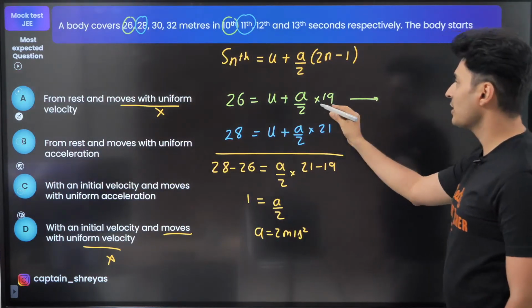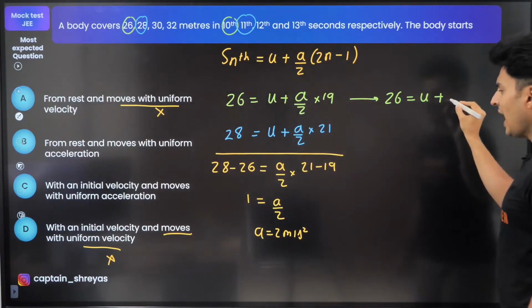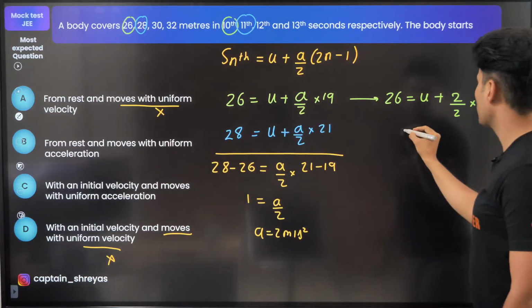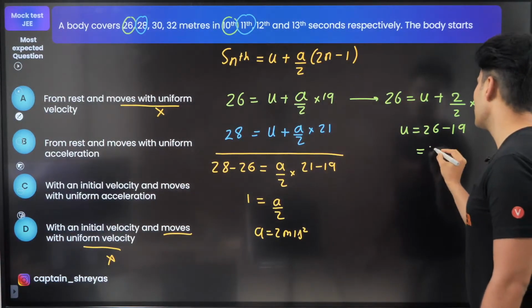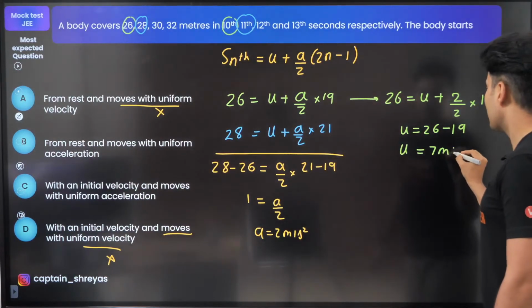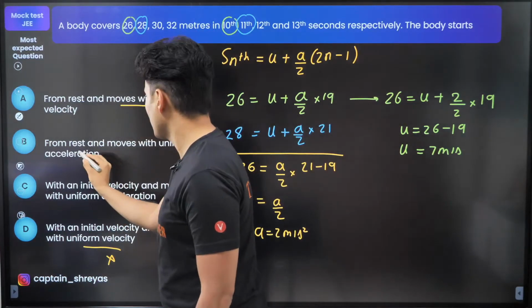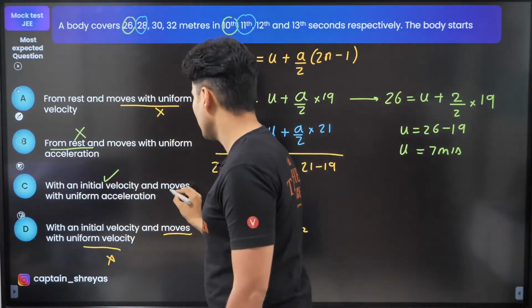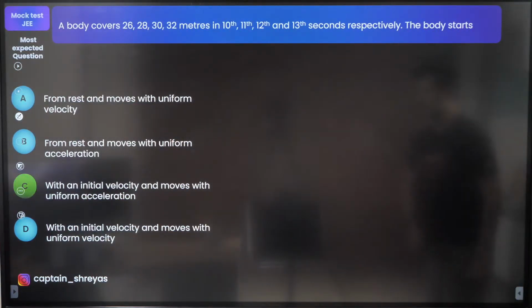So let's say I use this equation. 26 is equal to u plus acceleration 2 divided by 2 into 19. 2 by 2 is 1. So u is nothing but 26 minus 19, which is 7 meters per second. So clearly it has not started from rest. So it starts from rest is obviously wrong. It starts with initial velocity and moves with uniform acceleration. Hence option C is correct.